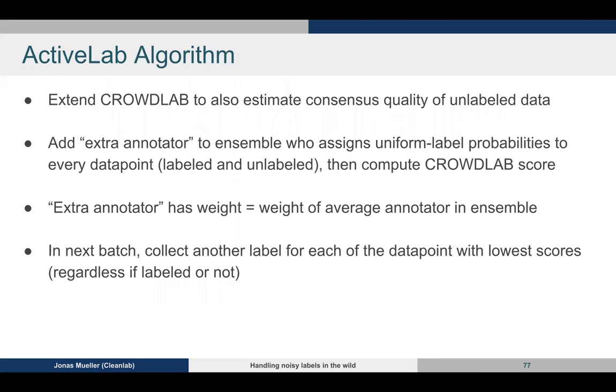The only twist is we add an extra dummy annotator to this ensemble that I mentioned in CROWDLAB. This dummy annotator assigns uniformly random label probabilities, just uniform distribution 1/k for every class and for every data point, whether it's labeled or unlabeled. Essentially we're saying this annotator has no information about an unlabeled data point. Then we just compute the resulting CROWDLAB scores. That is essentially the active learning score we use to decide whether this data point should be part of the batch that will be the highest priority set of data to label next round.